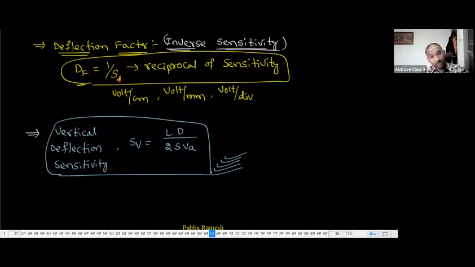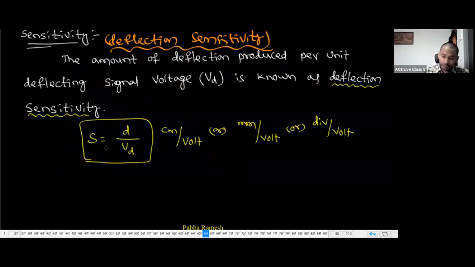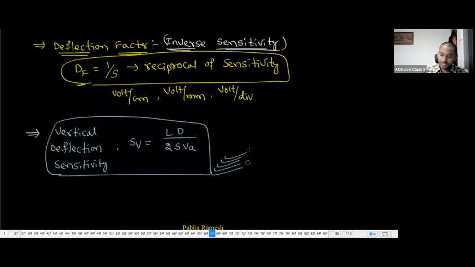Based on that anode voltage also, it is depending. So this formula you have to remember. This is the vertical deflection sensitivity formula. All these are miscellaneous topics in CRO.